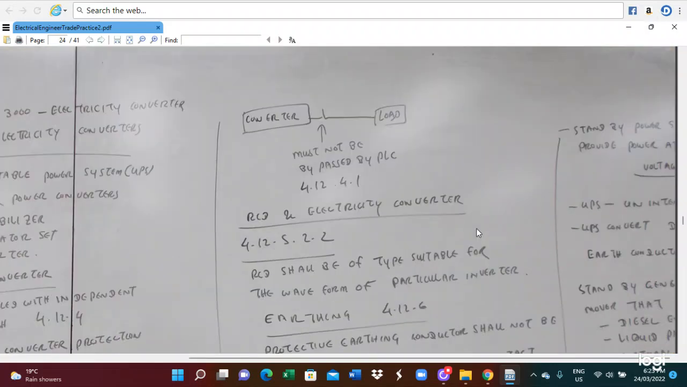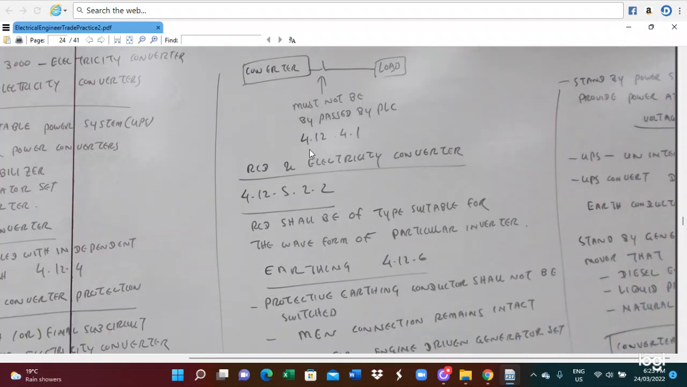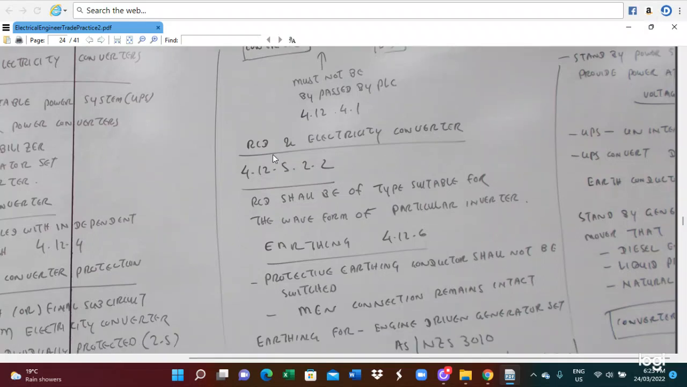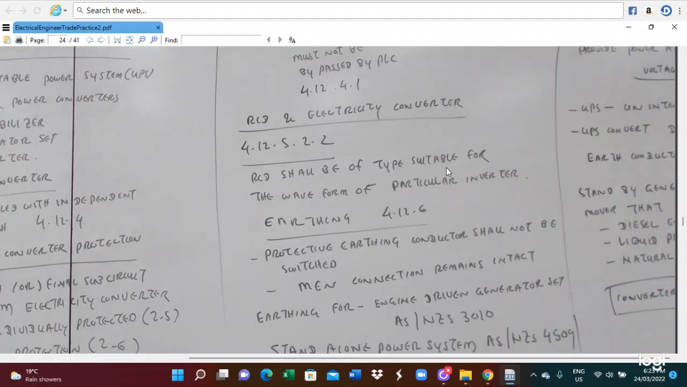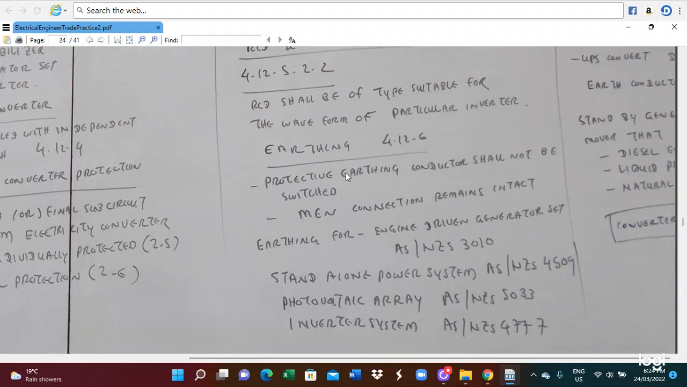So here will be the converter and load. They must not be bypassed by the PLC. So this is for clause 4.12 and 4.1. And for RCD and electricity converter, we have to follow 4.12.4 by 5.2.2 of AS3000. The RCD shall be a type of switch suited to the waveform of the particular inverter. So other systems must follow 4.12 by 6.